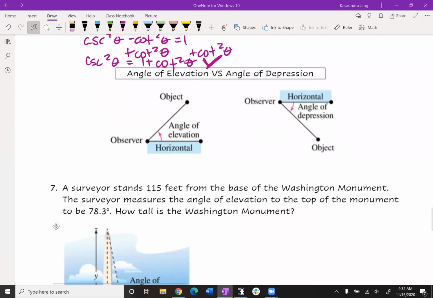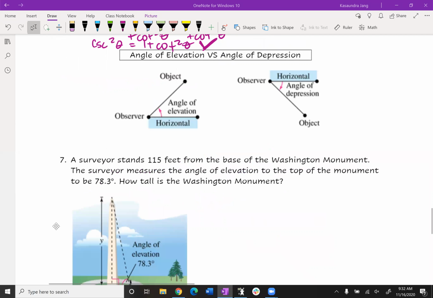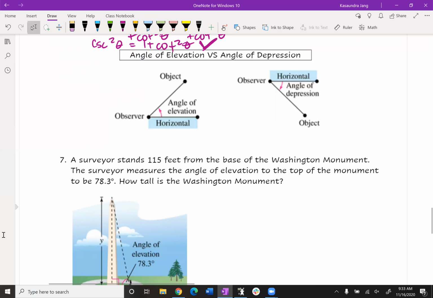Okay, then let's look at these guys. These are word problems. This has to do with an angle of elevation and an angle of depression. So notice that it's highlighted. You've got to deal with a horizontal line. And then it's either an angle of elevation going up from the horizontal line, or it is an angle of depression going down from the horizontal line. But it's got this horizontal line. They're going to use a lot of word problems for this kind of thing.